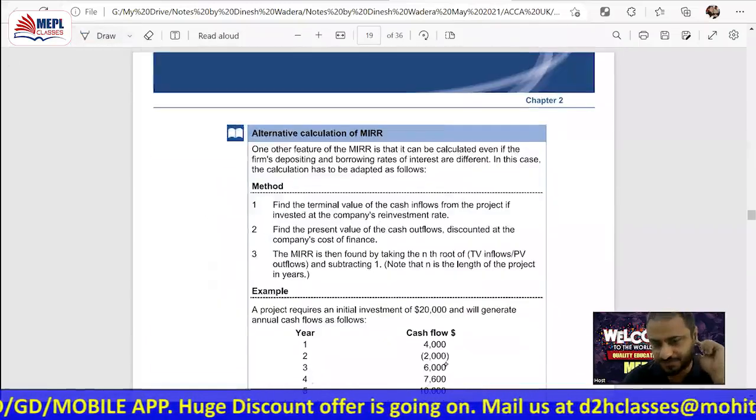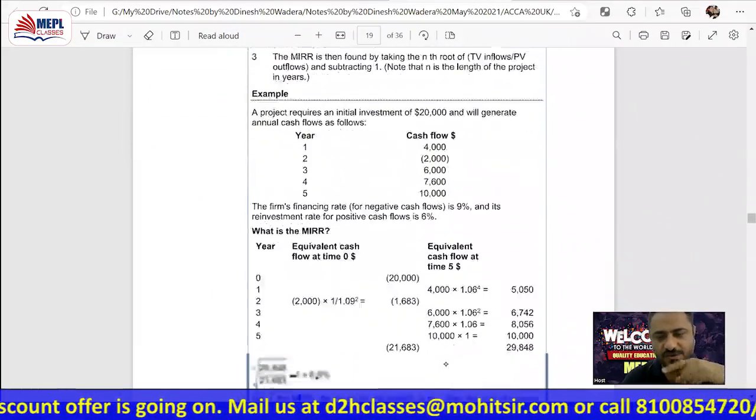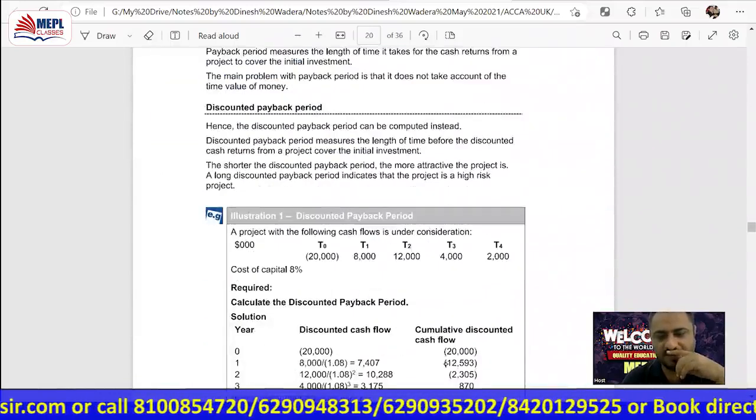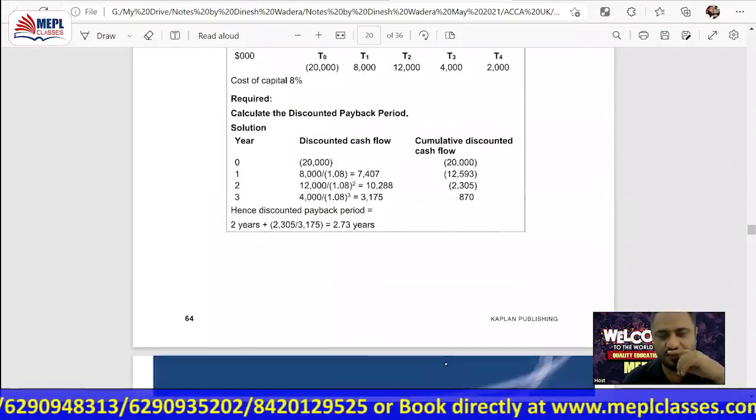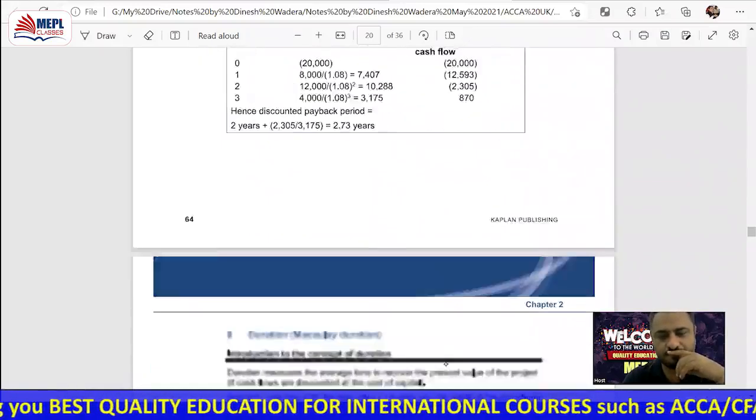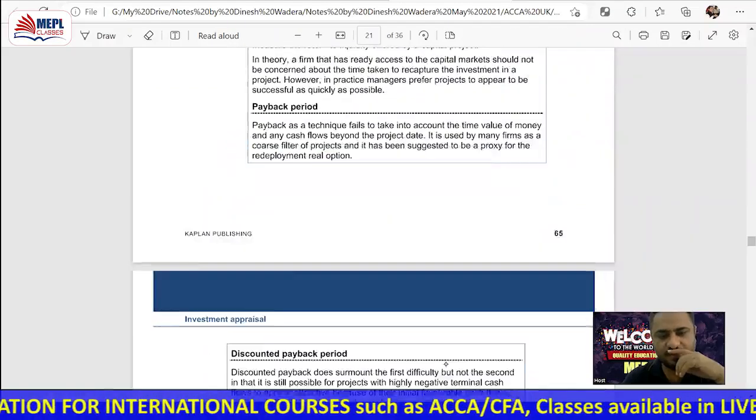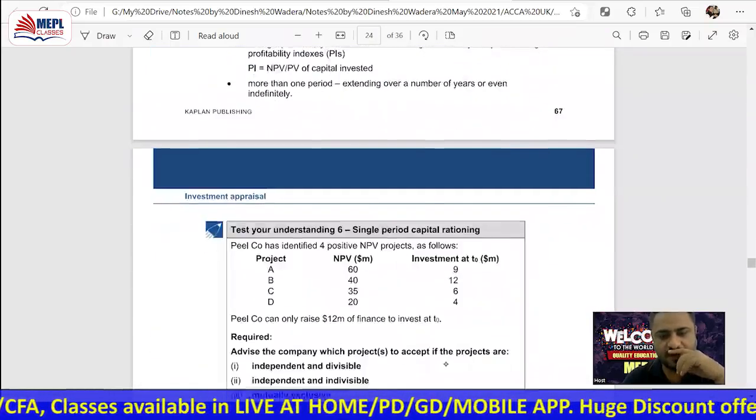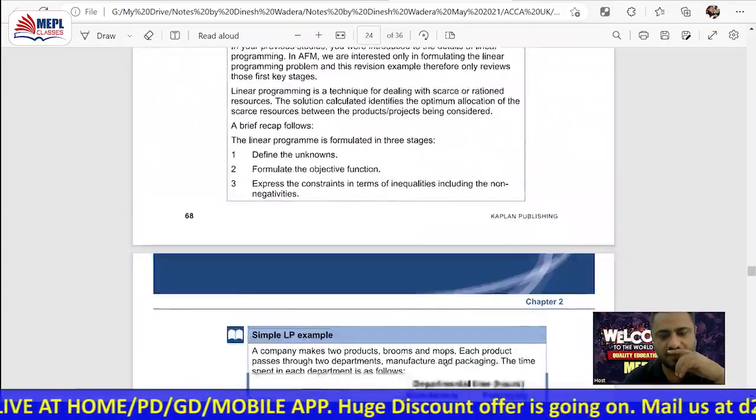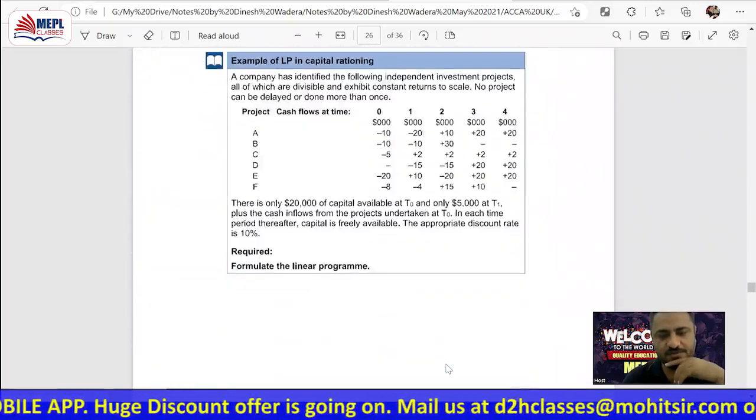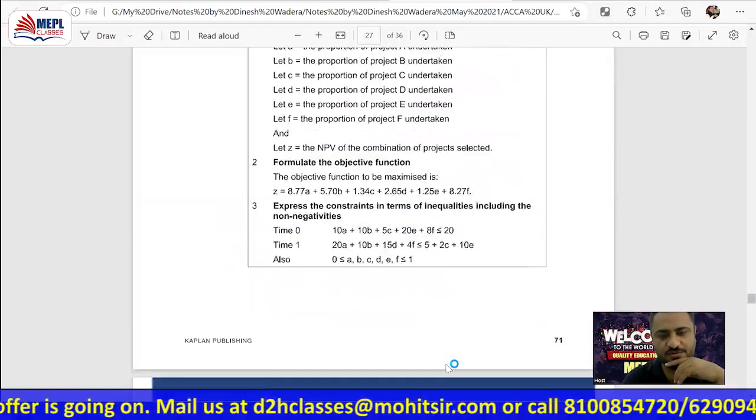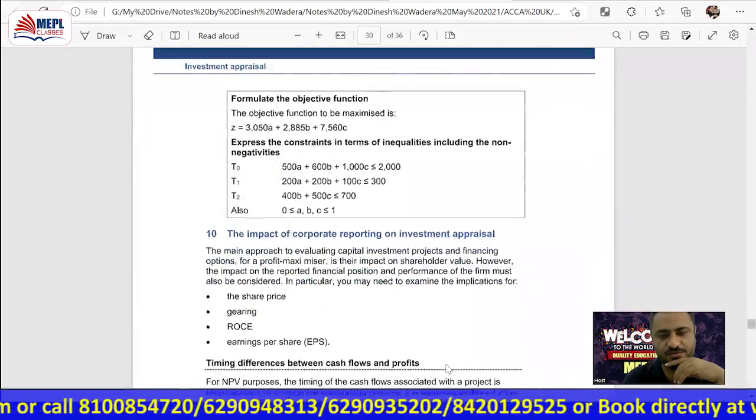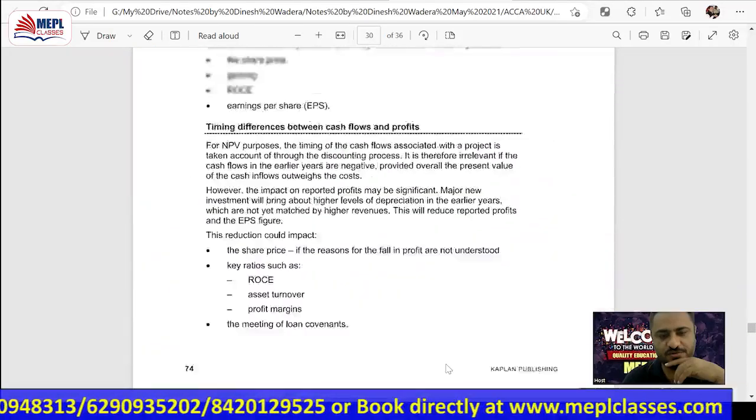So going ahead, there is an alternative method of calculating the IRR. The same formula used differently, nothing else. Then we have the payback period and discounted payback period. We will start with this topic tomorrow. Then we have the duration, Macaulay duration. Then we have the topics on capital rationing, multi-period capital rationing. I will take you through all the illustrations. Meanwhile, solve whatever test your understanding questions there are, and read the theory carefully for the first and second chapter. And maybe tomorrow we will be able to finish this unit and start a fresh unit.